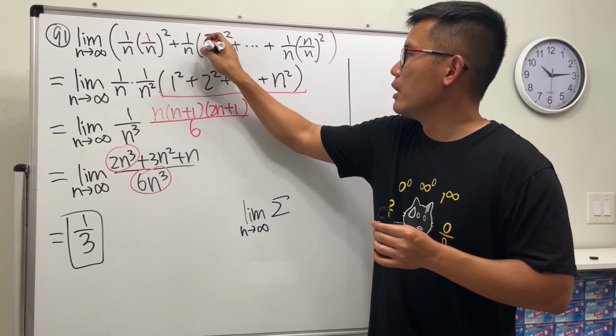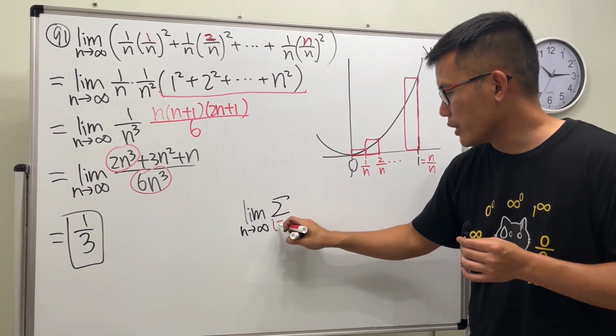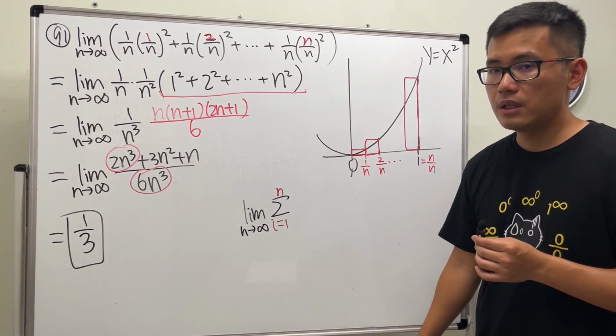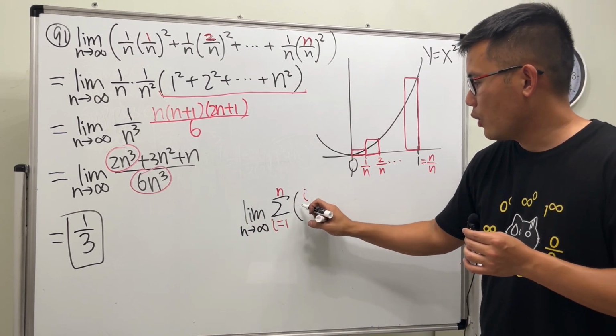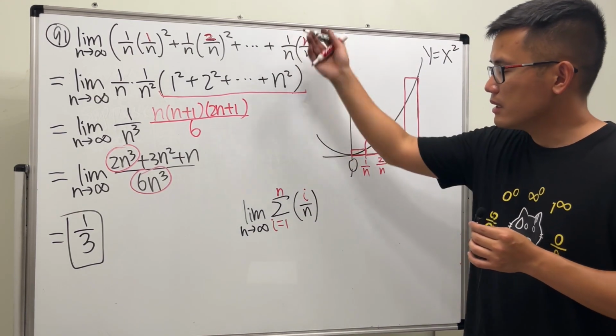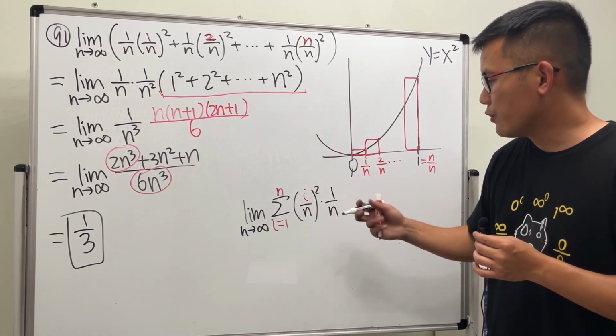So that's where we need to use the running index. We'll say i, just the running index. i goes from 1 to n. Inside here, we have i over n, yeah? And then we square that, and then we multiply by 1 over n. I just put the 1 over n at the end.